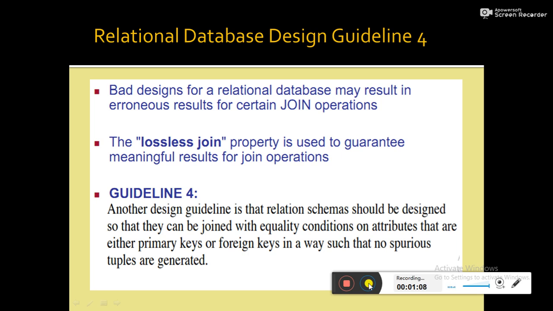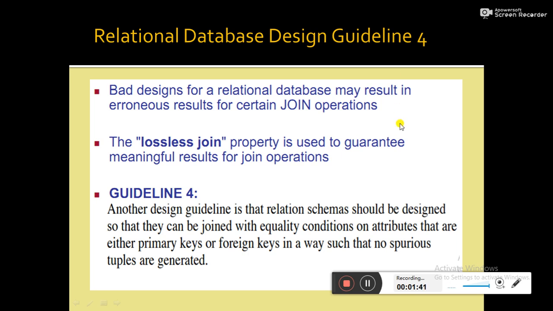So, relational database design guideline 4. I have already discussed 3 guidelines in my previous lecture. If we maintain these 4 guidelines, then we will come up with a good relational database design. If you remember, guideline 1 states that don't combine the attributes from multiple entity types into a single relation. That means while designing a relational database, don't combine the attributes from multiple entity types into a single relation.